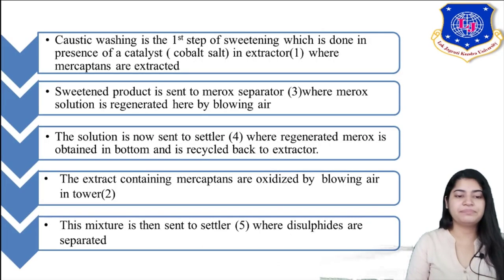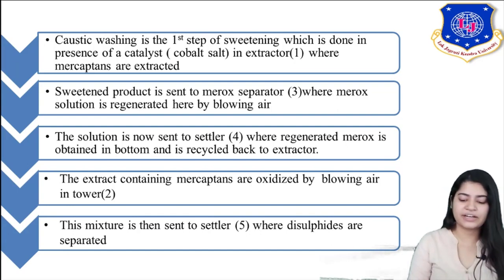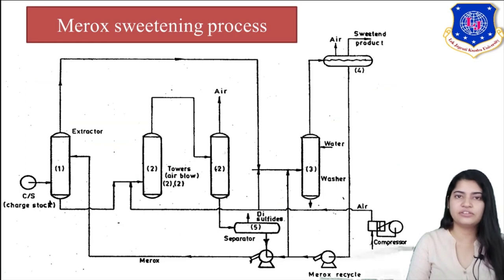So the first step is what? Caustic washing. Here you are washing your gasoline with caustic soda in the presence of a catalyst, that is your cobalt salt, in the extractor, where mercaptans are extracted. So you can see the notation one, that is your extractor, where your charge stock is washed with caustic solution, where extraction of mercaptans occurs.